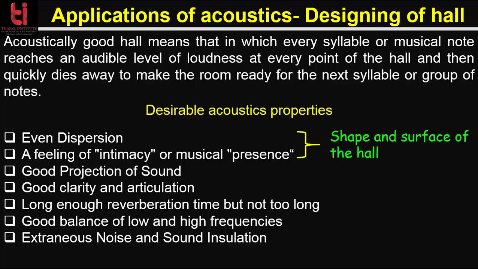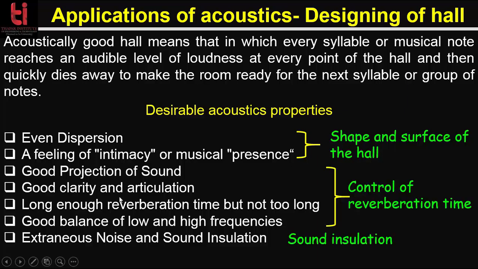So now, if you think that the first two, that is the even dispersion and the feeling of intimacy or musical presence, are actually related to the shape and the surface of the hall, and the good projection of sound, good clarity, long enough reverberation time, and the good balance of low and high frequencies depend on the control of reverberation time. And the last point is the sound insulation. So when we design the concert hall, we need to work on the shape and the surface of the hall, on the reverberation time and the sound insulation.